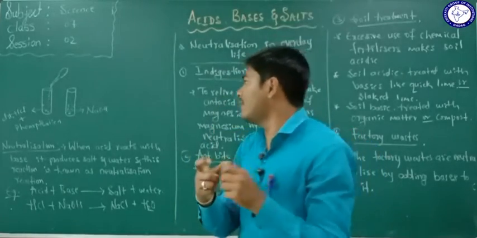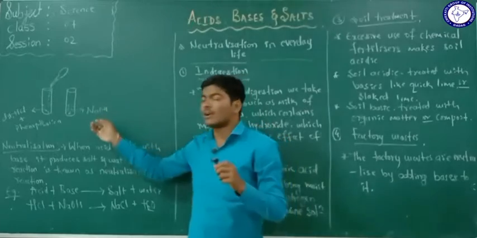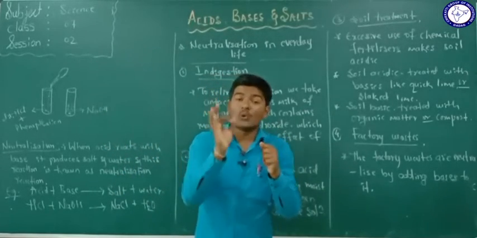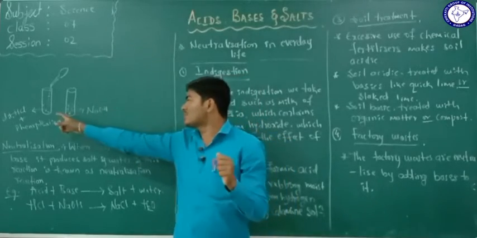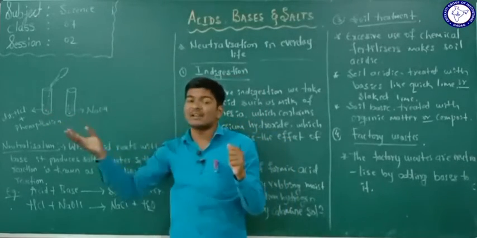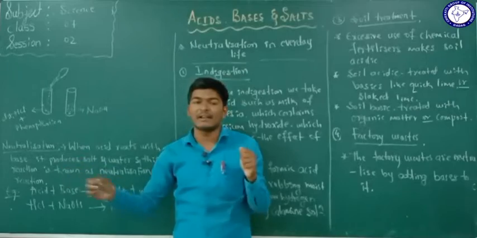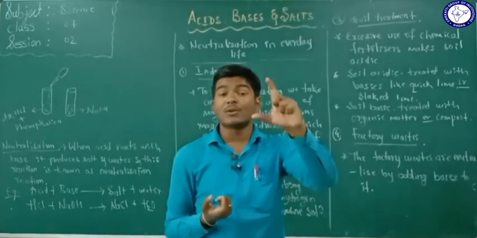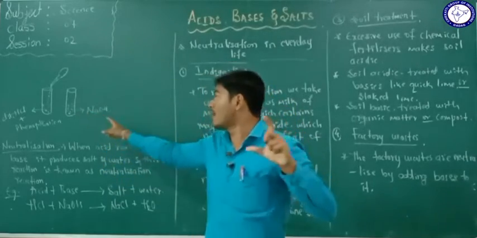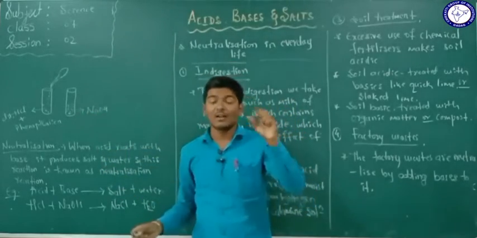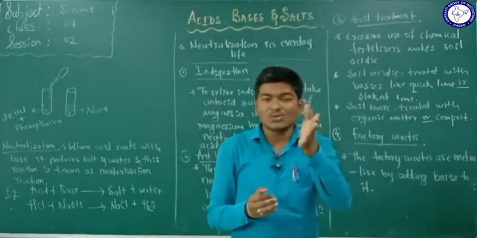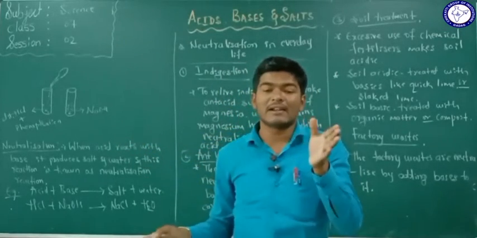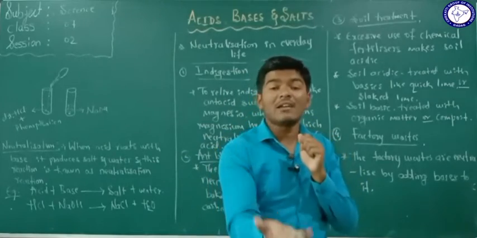As you add the sodium hydroxide solution drop by drop with good stirring, at one point the solution in the test tube containing dilute HCl and phenolphthalein indicator turns pink. Then you have to stop adding the sodium hydroxide solution. Is it clear? When the solution changes its color to pink, you stop adding.